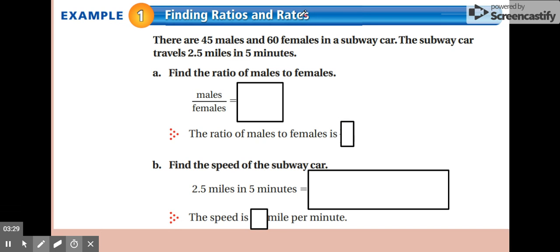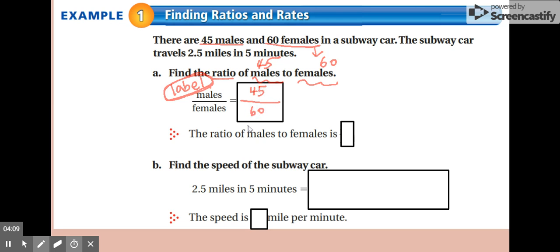So example 1. Find the ratio of males to females. Now we have 45 males and 60 females in a subway car. So now let's find the ratio between males and females. Males, how many? 45. How many females? 60. So now males to females. You always have to label when you write a rate or ratio, because you should tell people that I'm going to put males first and then the number of females at the bottom.